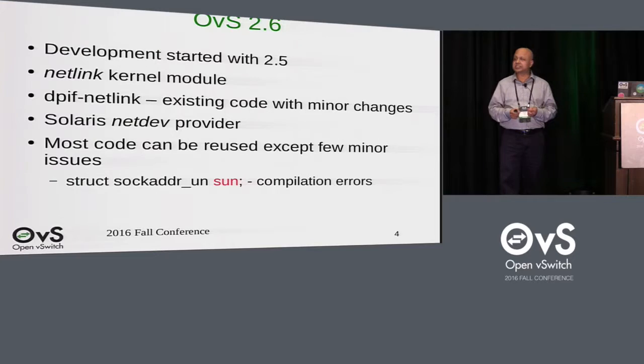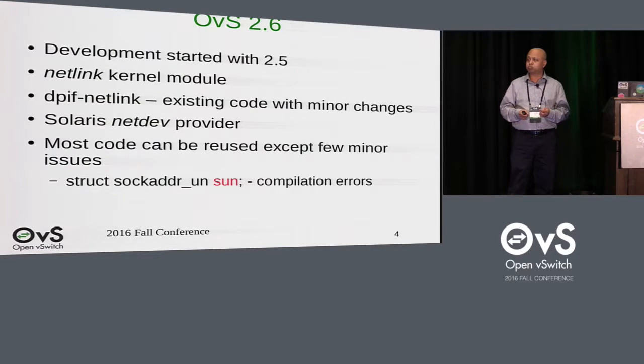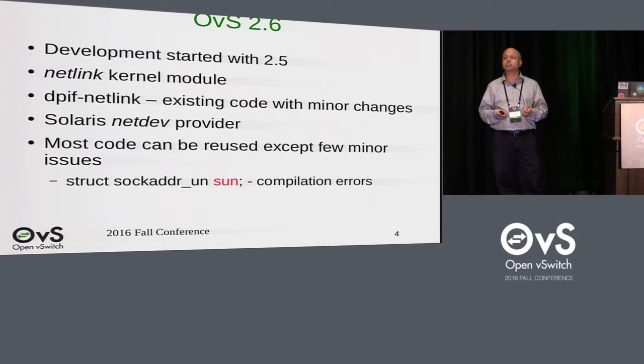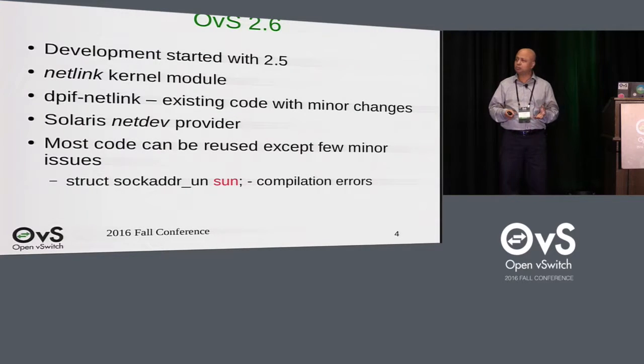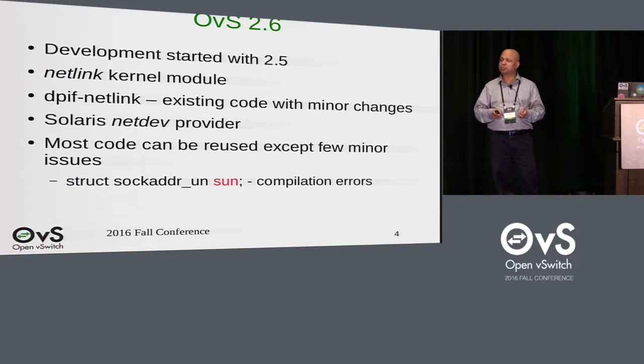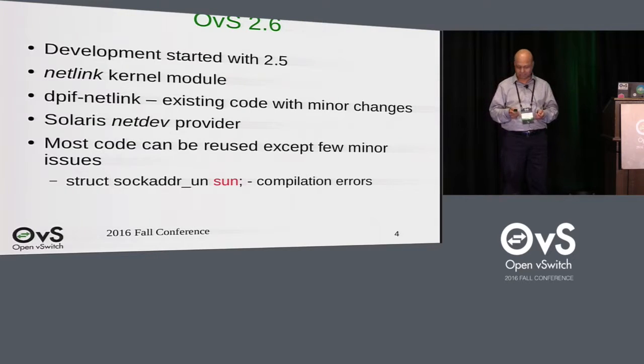For the 2.6 development, we started in the 2.5 time frame. We developed a netlink kernel module. We have enough functionality that we can use the dpif netlink code as is with very minimal changes. And we use the Solaris NetDev provider as before. We were able to use most of the code, except there are some minor problems, like there is a variable, if you use sun, then it doesn't really compile well on Solaris systems.